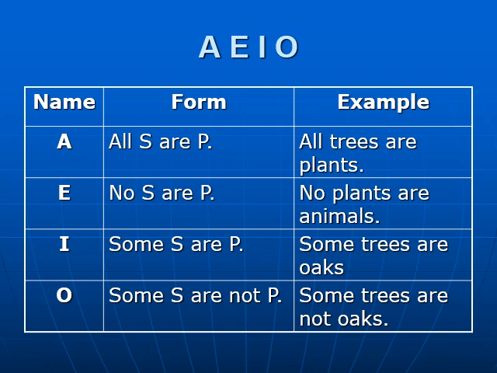Again, notice you've got two of these that are affirmative, like all S are P and some S are P, and two that are negative, that deny something, no S are P and some S are not P.